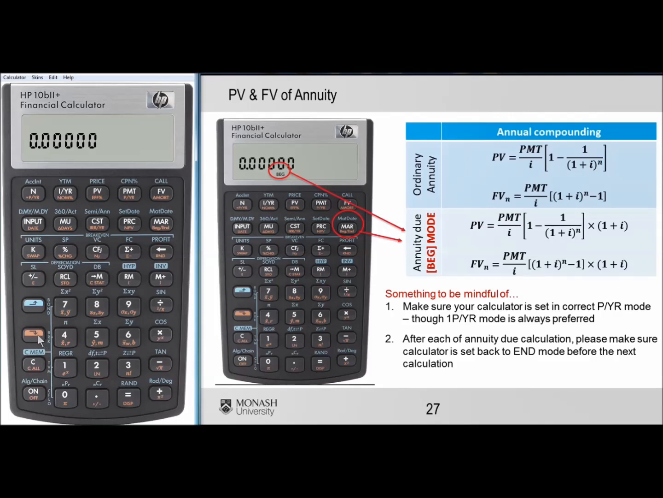For example, if I'm doing an annuity due question, I need to set it to BEG mode. Once the question is done, you need to make sure that you toggle it back to the default status, which is the end mode. Because if you just clear all the memory, it will not clear the BEG mode in the calculator.